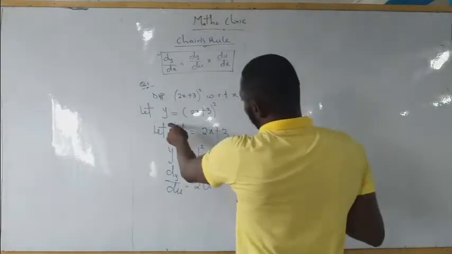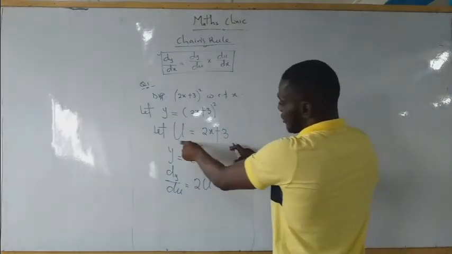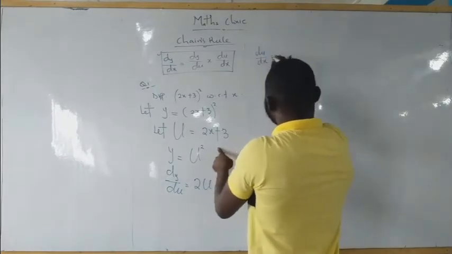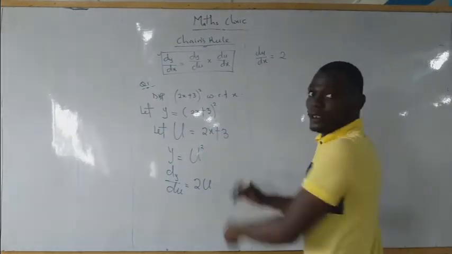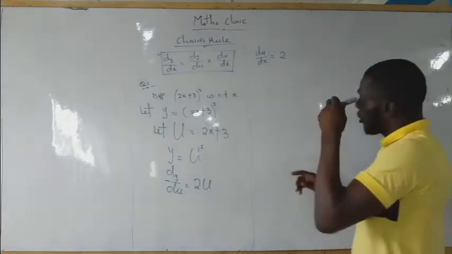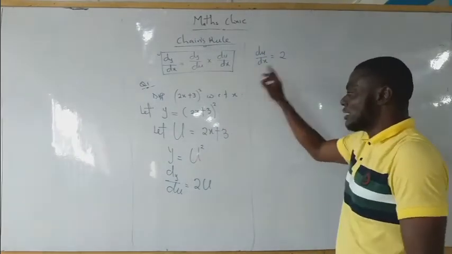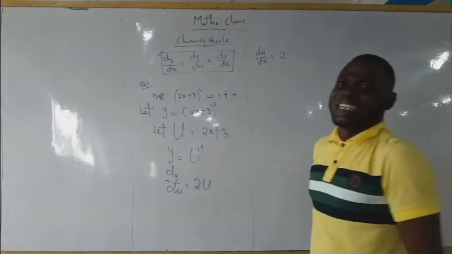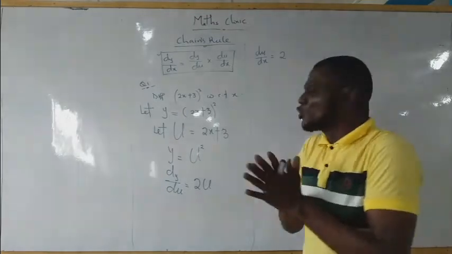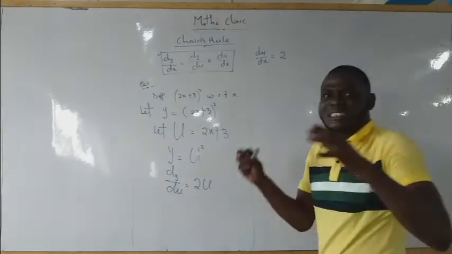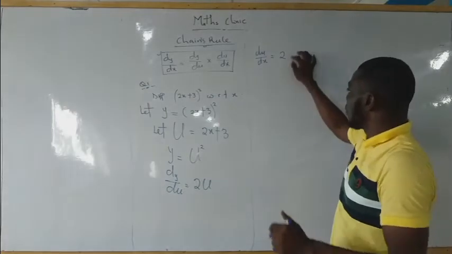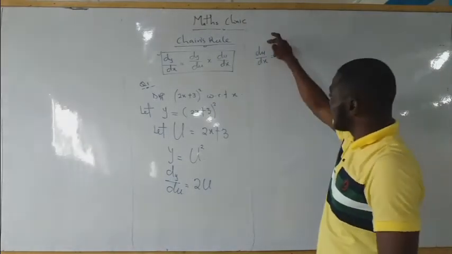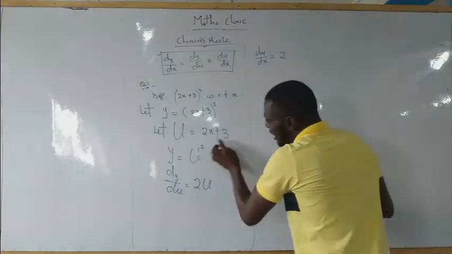Okay, so we can have u with respect to x. That will give you du over dx, which equals 2, because the derivative of 2x is 2. The 3 is a constant because it does not have any variable, so the derivative of this constant term is 0. So we can as well put plus 0, which means du over dx is 2. That is u with respect to x.